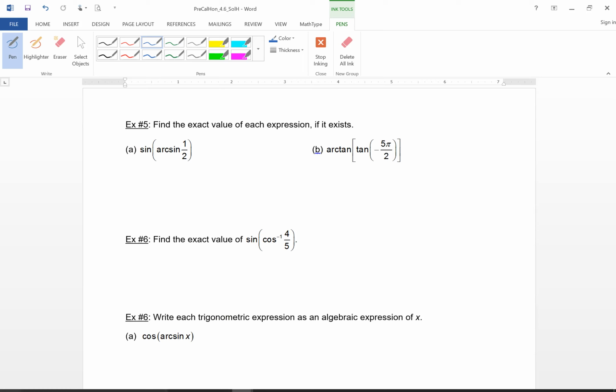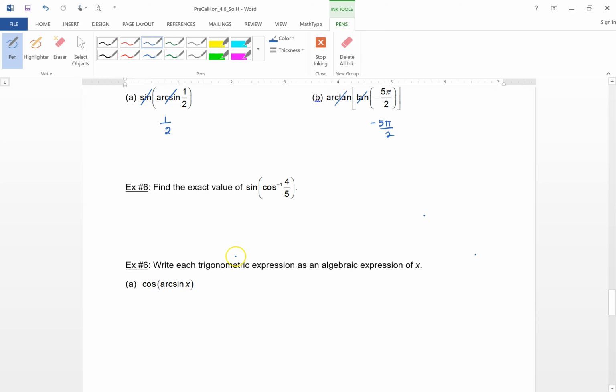Okay, so what we want to do here, these are the basic ones, right? Where you have sine and arcsine, one cancels the other out. So it's just a half. Same thing with this. So it's just negative 5 pi over 2.